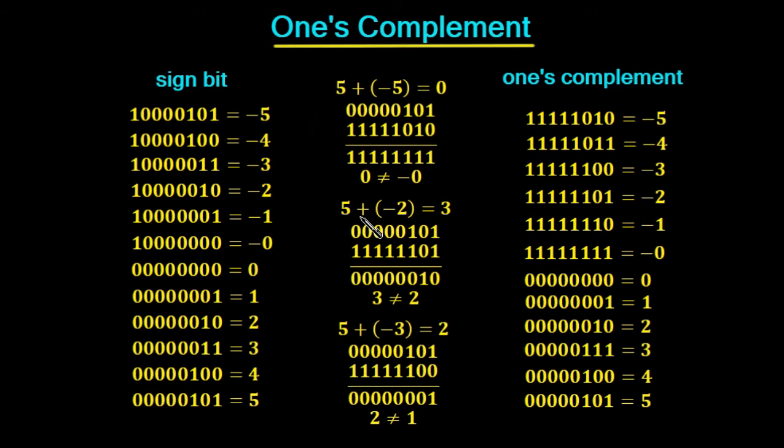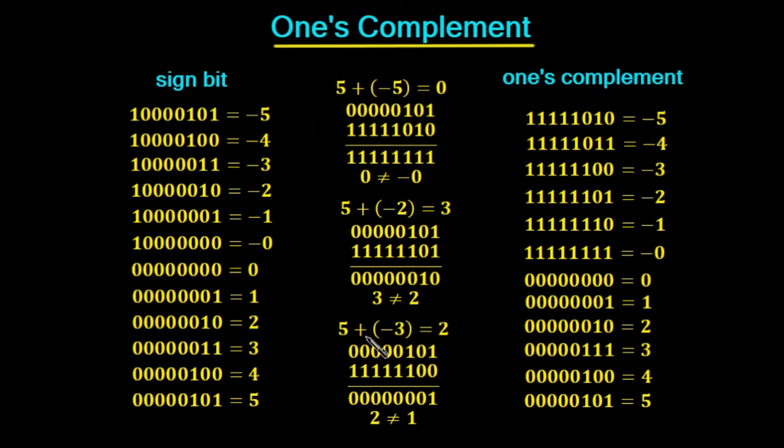We could also look at, for example, 5 plus minus 2. So that should be equal to 5 minus 2, which is 3. So the 5 again is this, and you can see that the minus 2 is this one here. So you just need to pick out the minus 2 there. And whenever we add these together, we get this value here, which is actually a value of 2. So still we've not quite got it right. It should be a value of 3, but we've got a value of 2.